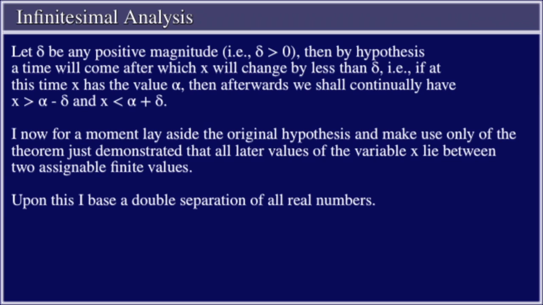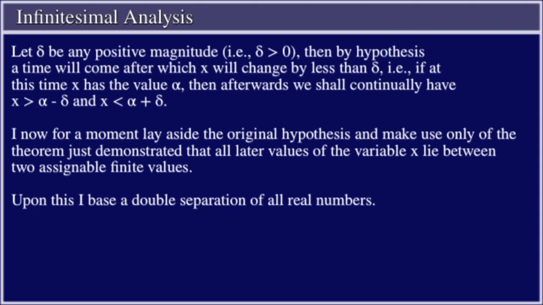Then by hypothesis, a time will come after which x will change by less than delta, i.e., if at this time x has a value alpha, then afterwards we shall continually have x is greater than alpha minus delta, and x is less than alpha plus delta. I now, for a moment, lay aside the original hypothesis and make use only of the theorem just demonstrated that all later values of the variable x lie between two assignable finite values.